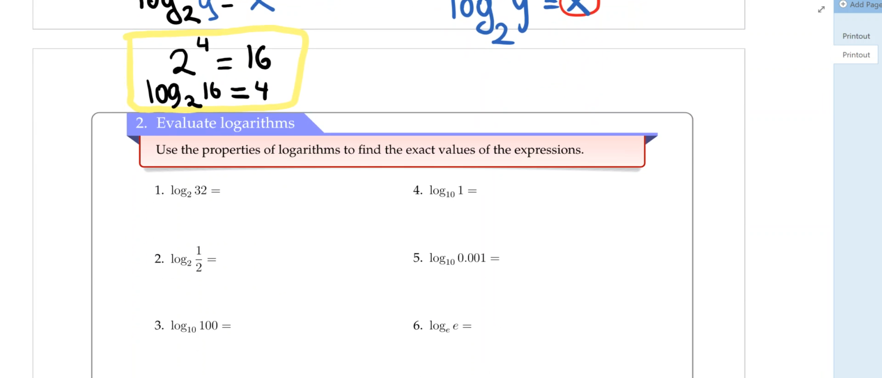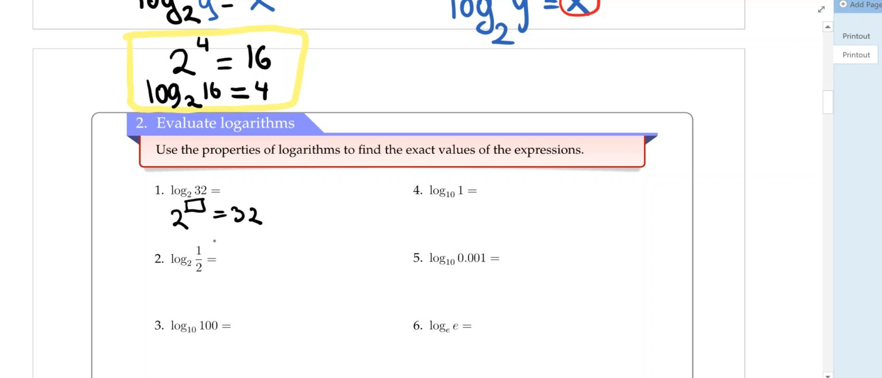So let's look at these exercises here. So I have log base 2 of 32. So basically the result is going to be how many times do I have to multiply 2 by itself to get 32. So basically I'm saying 2 to what power gives me 32. So the answer to log base 2 of 32 is just the exponent that 2 will need to have, such that when evaluated, it gives you 32. So 2 to what power gives me 32?